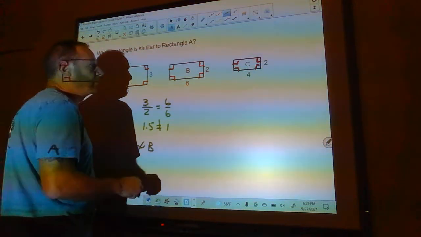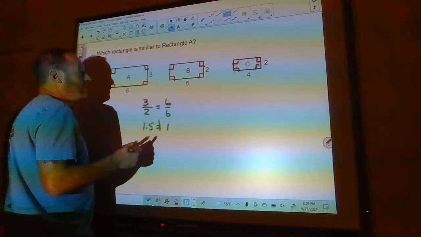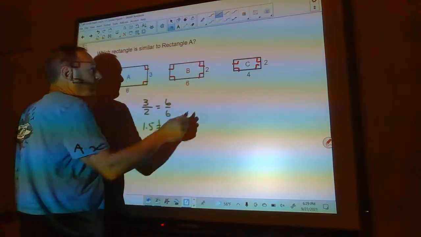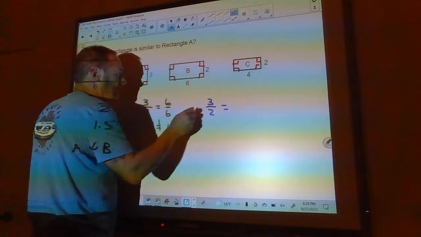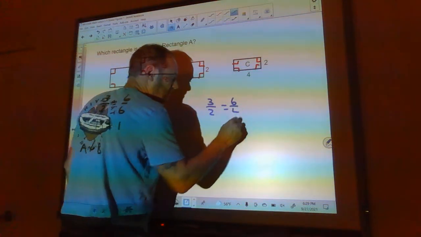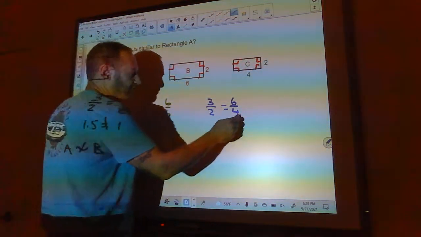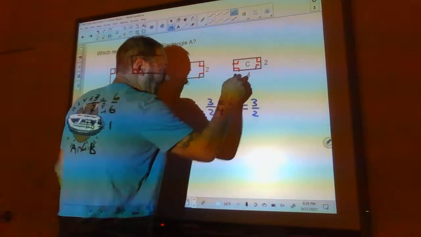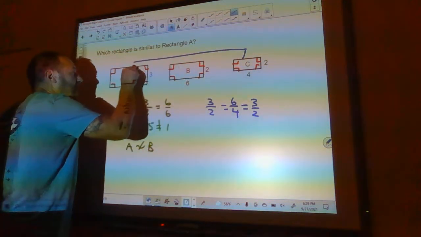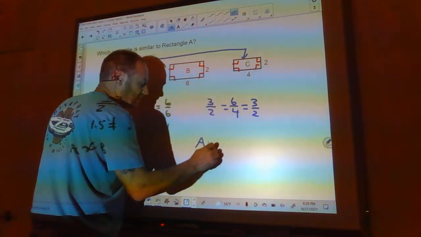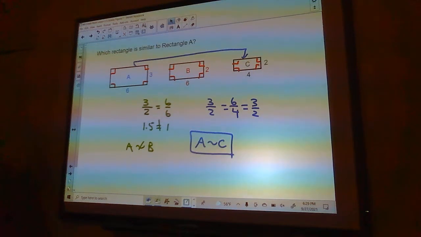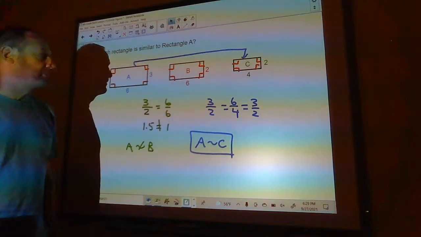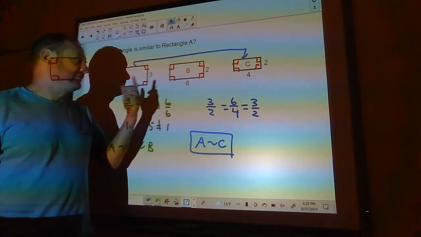Okay, so now let's check C. So we could say 3 is to 2 as 6 is to 4. Okay, if I reduce 6/4, I get 3/2. So the sides are proportional between A and C, so we would say A is similar to C. So pretty simple. And that would also tell us that C is not similar to B because A wasn't similar to B.